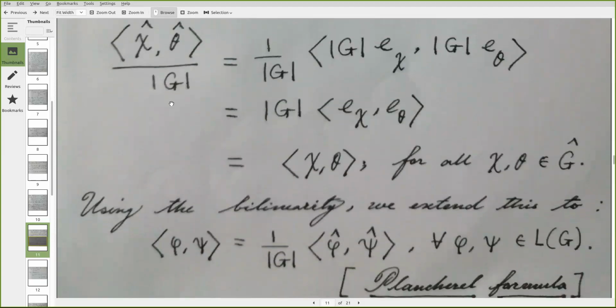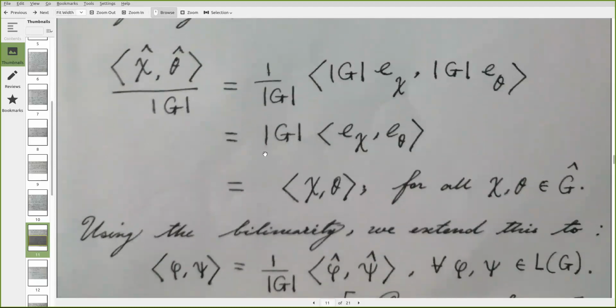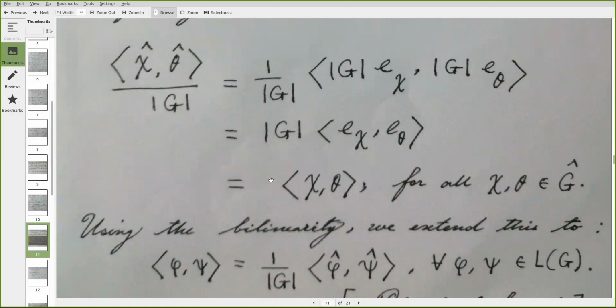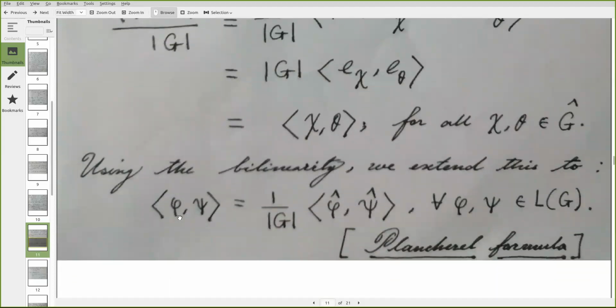So thus for any two characters chi and theta, this is what I get. Now, since the inner product is a bilinear function, and this relation, that this equals this, has both sides bilinear, we can extend this relation from the characters to arbitrary functions, because the characters form an orthonormal basis of the space of functions. Once we extend that, we get that for any two functions phi and psi, the inner product of phi and psi is the same as the inner product of their Fourier transforms scaled by a factor 1 by modulo g.